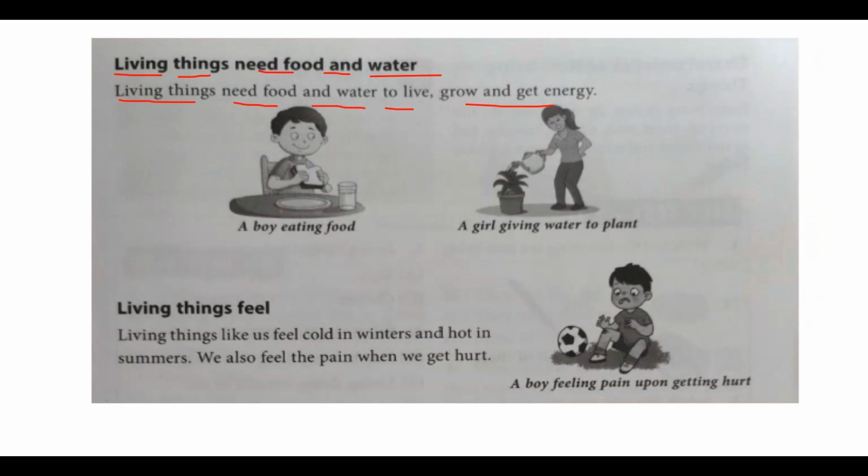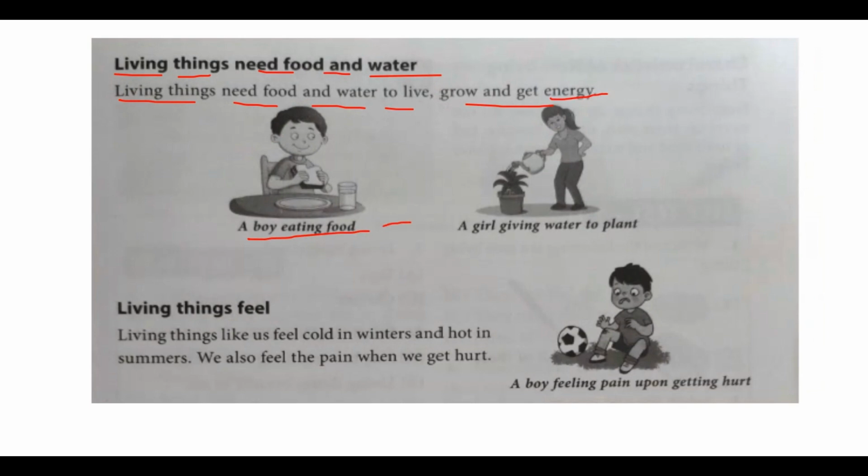Yes, for living beings like plants and animals and human beings, our size gets from small to bigger, so we keep on growing and we need food and water, and from the food we get energy. If we do not get energy, we will feel tired, so we need food to get energy so that we don't feel tired, we feel active and we do our work. So a boy eating food, why is this boy eating food? To get energy and also to grow and to live.